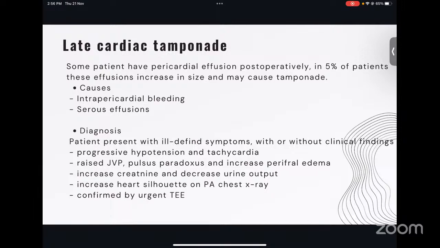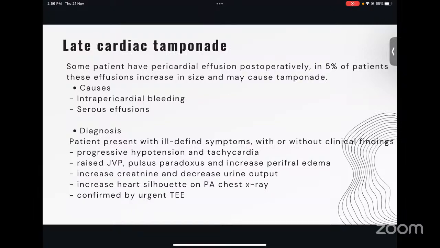Late cardiac tamponade. Some patients have pericardial effusion post-op, which normally resolves without causing cardiac tamponade. But in 5% of patients, these effusions increase in size and may cause tamponade. The causes include intrapericardial bleeding following removal of the pacing wire, coagulopathy, and anticoagulants, and serous effusion due to hypovolemia or post-myocardectomy pericarditis.